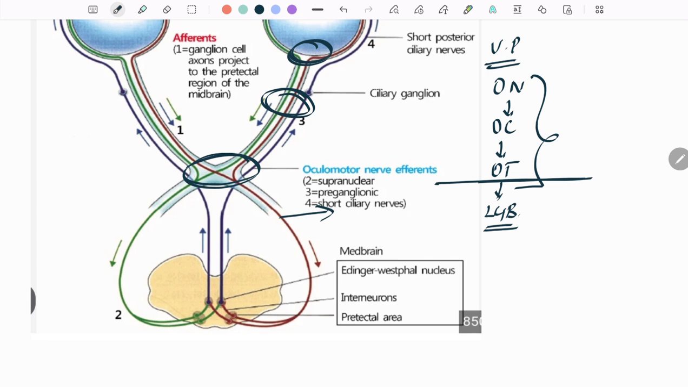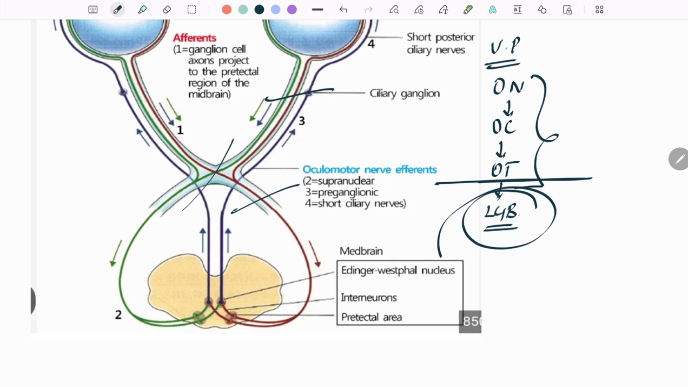See, optic nerve, chiasm, and optic tract. From the optic tract, before reaching the lateral geniculate body, certain fibers get separated from the optic tract. These are called the pupillomotor fibers. Why are they called the pupillomotor fibers? Because they control the action of the pupil, whether to constrict or to dilate.